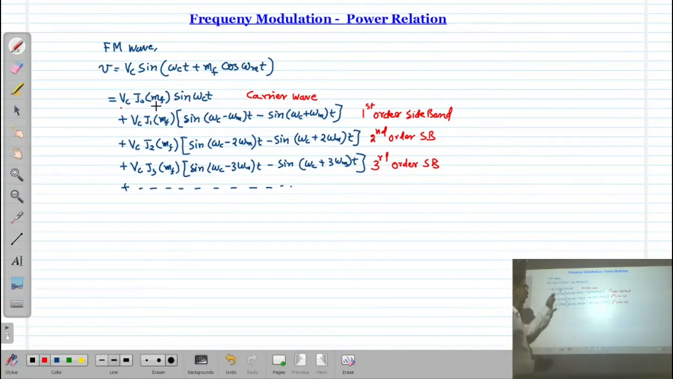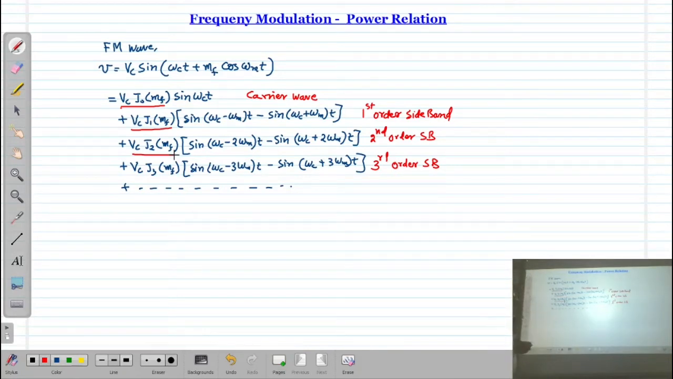So here, whatever the J0, J1, J2, J3 are, they are called Bessel functions of the first kind, and they are functions of the modulation index. So Vc into J0(Mf) represents the amplitude of the carrier wave. Vc into J1(Mf) represents the amplitude of the first order sideband. In the same way, this represents the second order sideband.